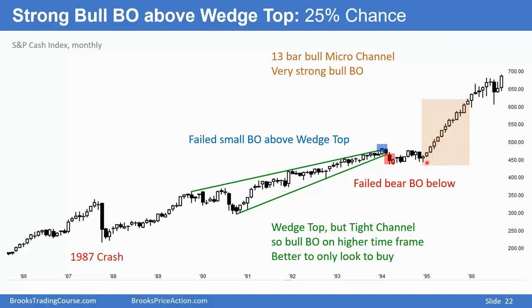We have a 13-bar bull microchannel on a monthly chart. That is incredibly strong. It led to a bull trend that lasted 6 years and gained 300 points. A bull breakout above a wedge top. 25% chance you get a successful bull breakout above a wedge top. And this was one of the most successful bull breakouts above a wedge top in the past 50 years.